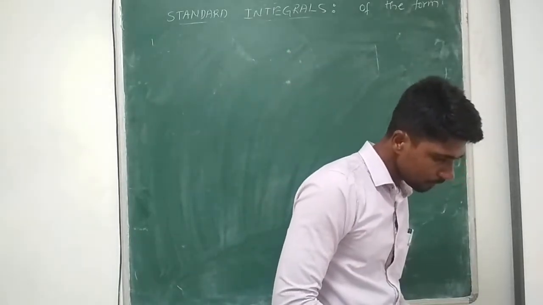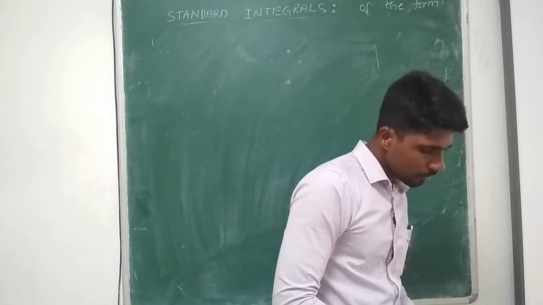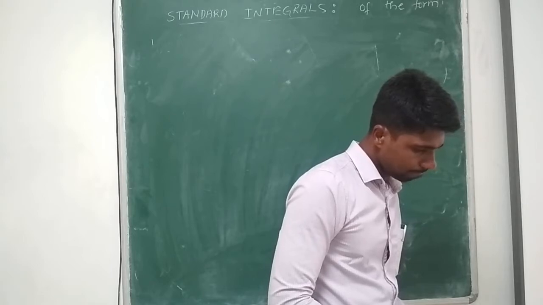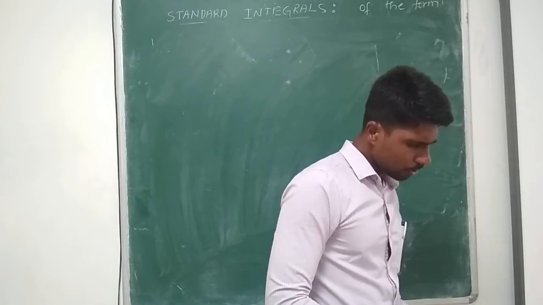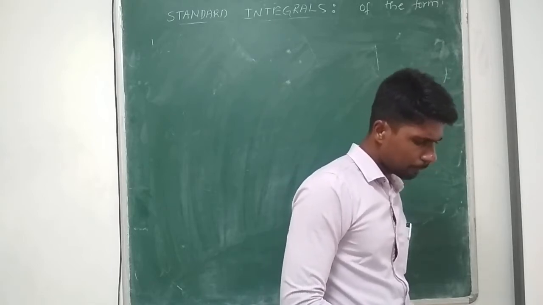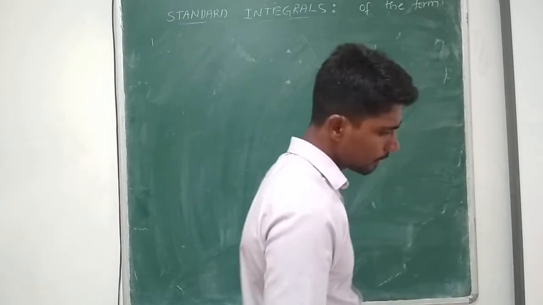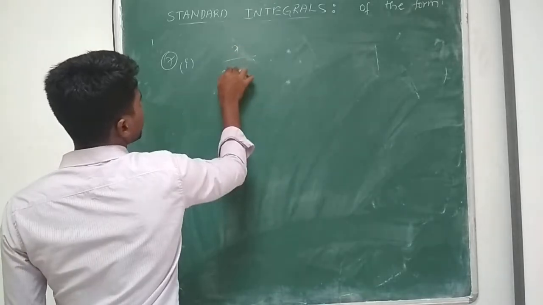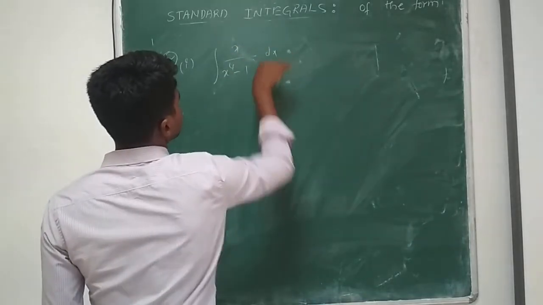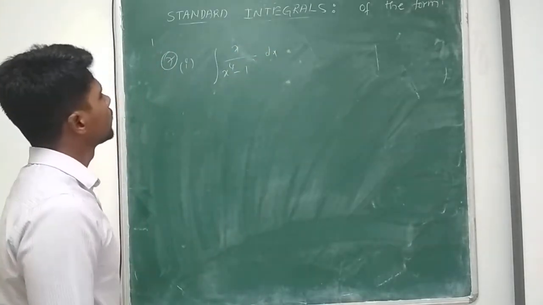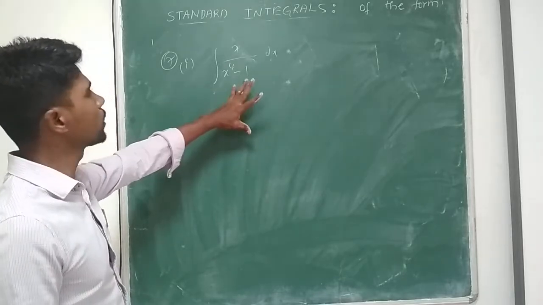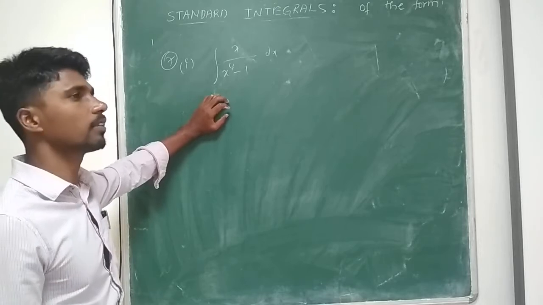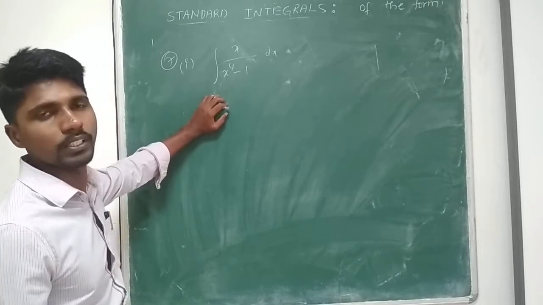Next one. Integral of x divided by x power 4 minus 1 dx. I can write it as x square whole square minus 1 square, but directly it is not in the form 1 by x square minus a square. Okay, if it is not in that particular form, we have to go for the substitution.